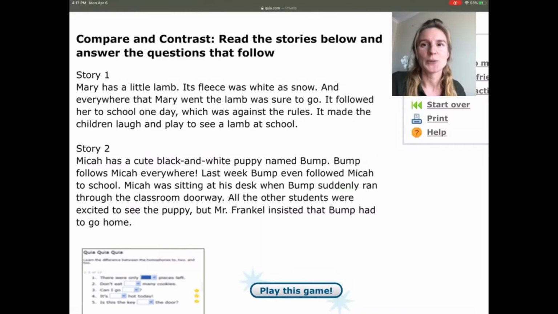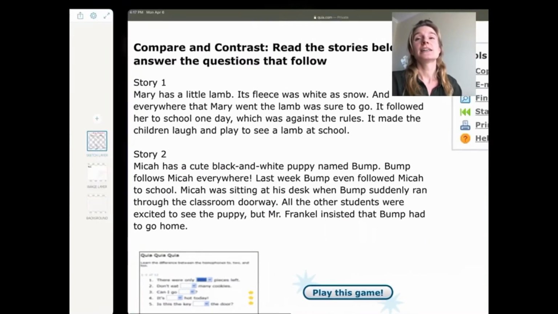And story 2. Mika has a cute black and white puppy named Bump. Bump follows Mika everywhere. Last week, Bump even followed Mika to school. Mika was sitting at his desk when Bump suddenly ran through the classroom doorway. All the other students were excited to see the puppy, but Mr. Frankel insisted that Bump had to go home. So that's our two stories, story 1 and story 2.